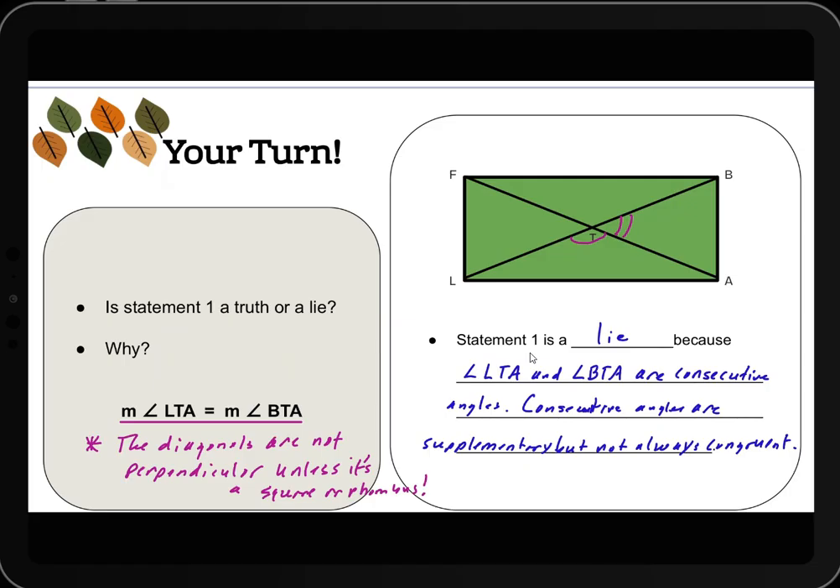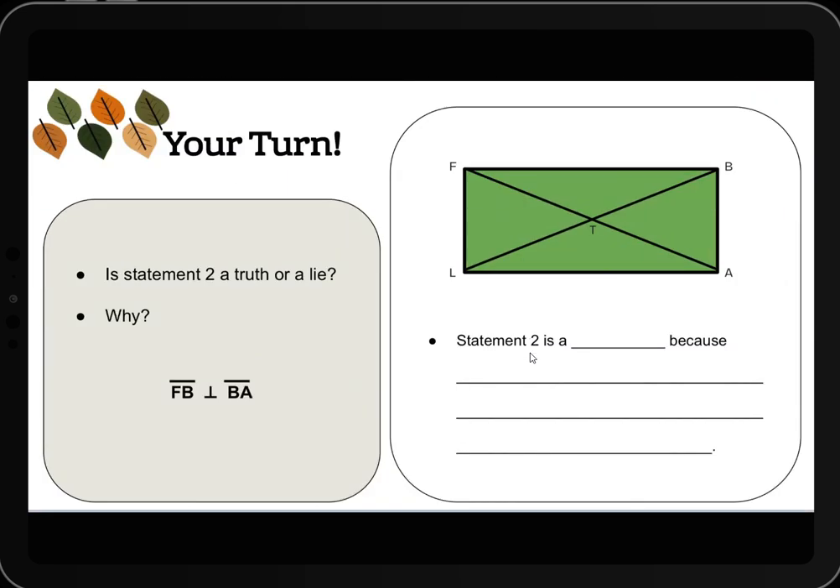Looking at the exact same setup, let's go ahead and just look at the other cases as well that we can examine. For example, we can also take a look at this statement. Is this actually truth or is this a lie? Well, in this particular case, we have an example of a statement that is actually a truth.